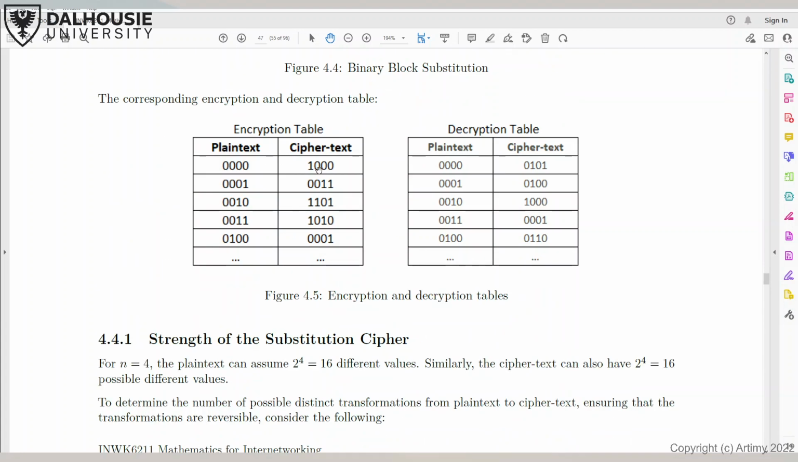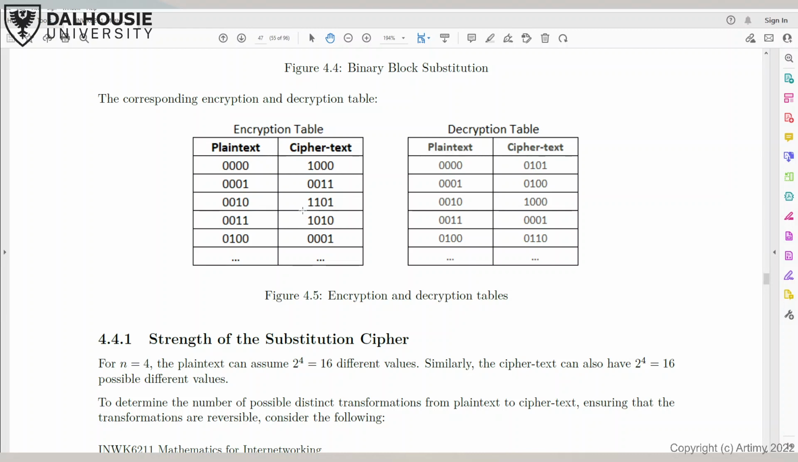We can represent that by a table. So we have the plain text and this is the ciphertext, right? So plain text 0000 generates the ciphertext 1000, and so on. So that's the encryption. We don't really need 2 tables, though, even though there's encryption and decryption. We can just look at the opposite.